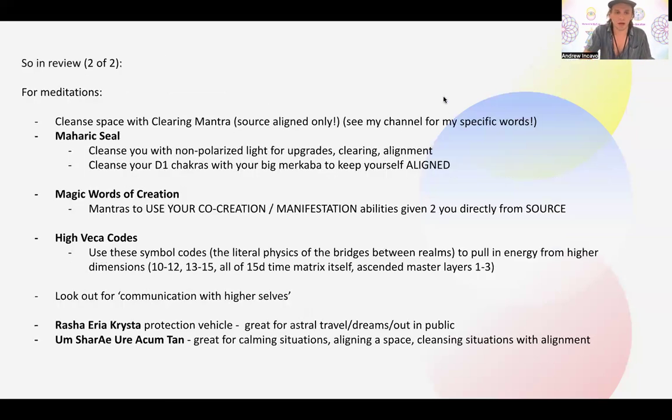I'm going to leave it here. I cover this so many times in this video. Cleansing protocol, Maharic seal, high Veca codes, magic words of co-creation. Irasha Area Crystar is a great protection vehicle, D12 protection vehicle, really easy to put that one on. Shari Uri Akuntan is great for disarming, neutralizing polarized frequencies that may come into your field.